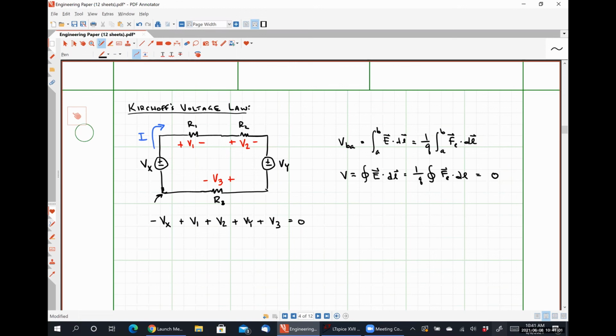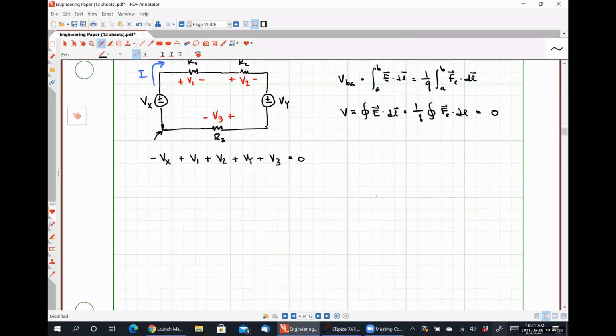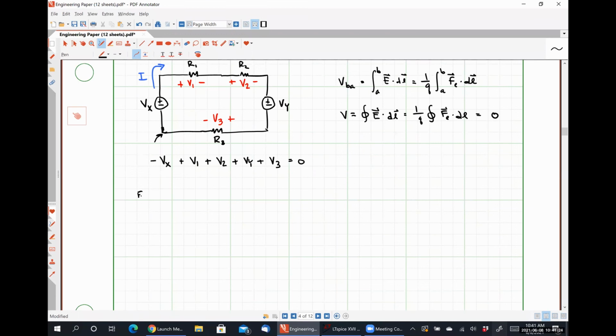is equal to 0. Now, if I knew what my resistor values were, I could actually use an equation like this to solve for my unknown current I. And that is exactly what we are going to do here. But because I am me, we are going to make it a little more difficult.